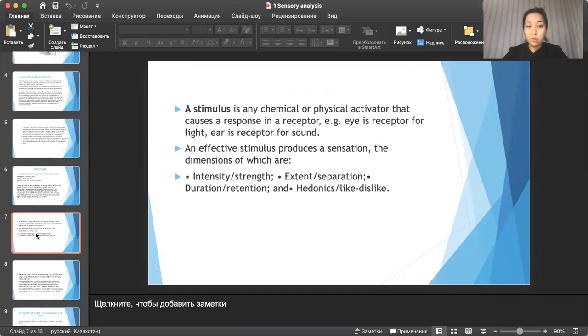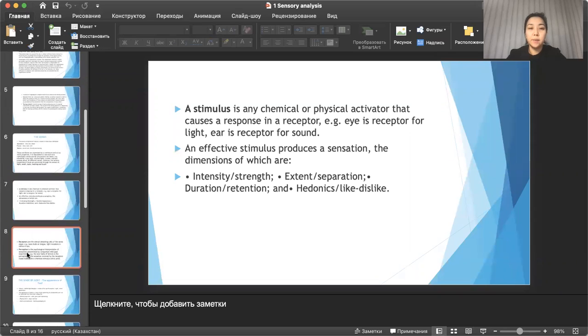So what is a stimulus? A stimulus is a chemical or physical activator that causes a response in the receptors. For example, the eye is a receptor of light. The ear is a receptor of sound. An effective stimulus produces a sensation, the dimensions of which are, for example, intensity as strength, extent as separation, duration as retention, and so on.